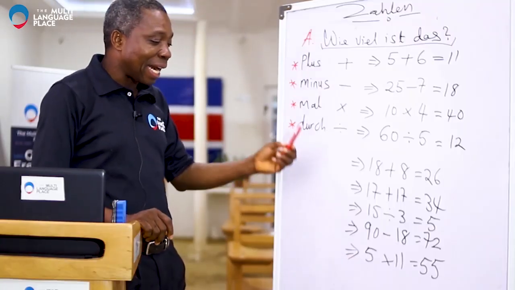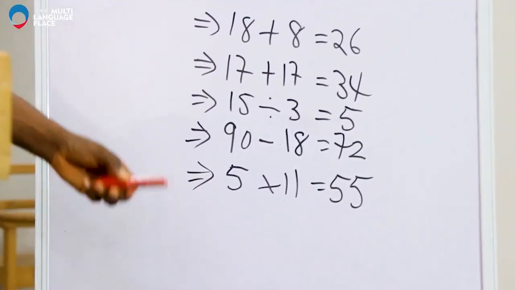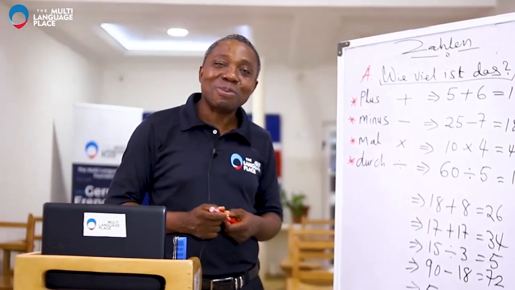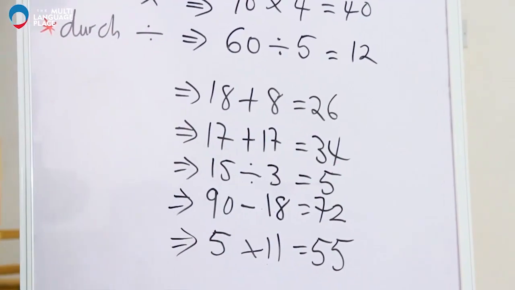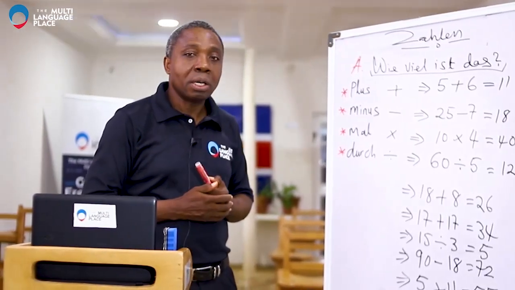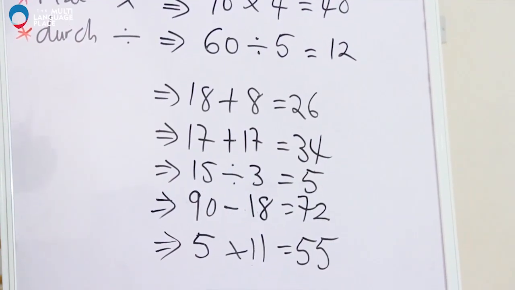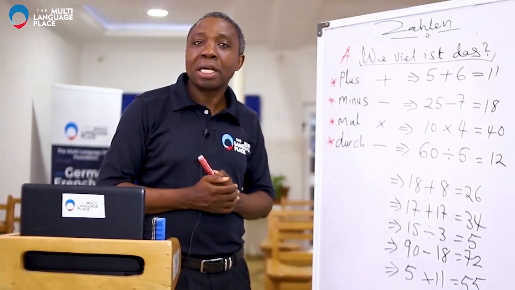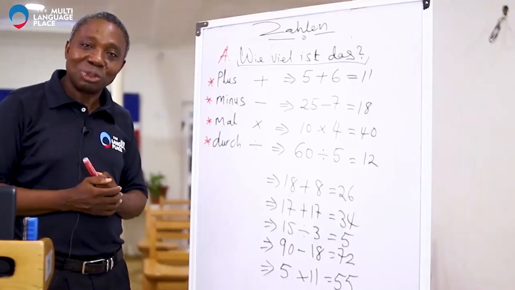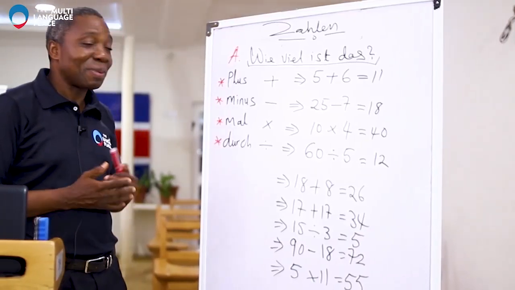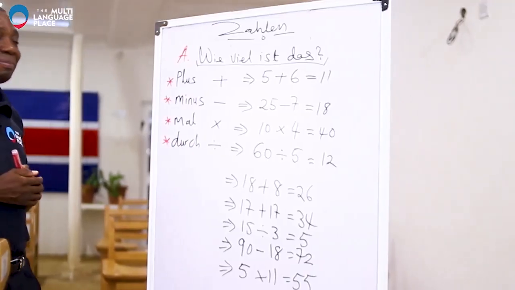5 mal 11 ist 55. I like that number because of the way it sounds. 55. Yeah? 55. Okay, that's it. And I hope with this, we're able to do some exercises without having problems. Okay, also, dann machen wir jetzt eine kleine Übung, zu prüfen, ob wir die Zahlen schon richtig gelernt haben. Okay, danke.